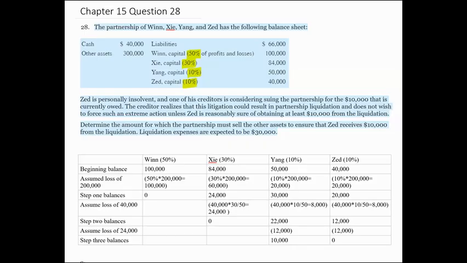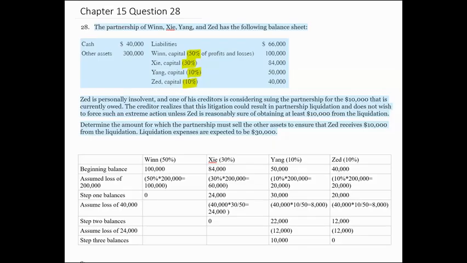Z is personally insolvent, and one of his creditors is considering suing the partnership for the $10,000 that is currently owed. The creditor realized that this litigation could result in the partnership liquidation and does not wish to force such an extreme action unless Z is reasonably sure of obtaining at least $10,000 from the liquidation. Determine the amount for which the partnership must sell the other assets to ensure that Z receives $10,000 from the liquidation, and liquidation expenses are expected to be $30,000.